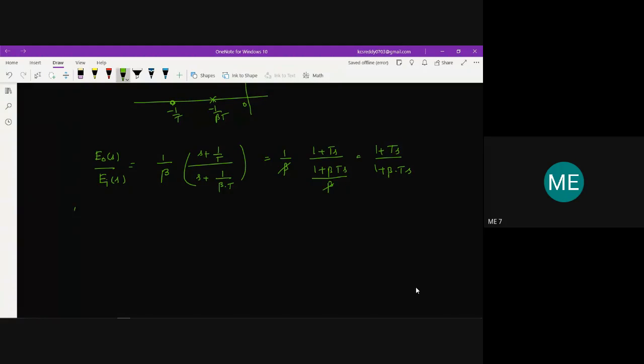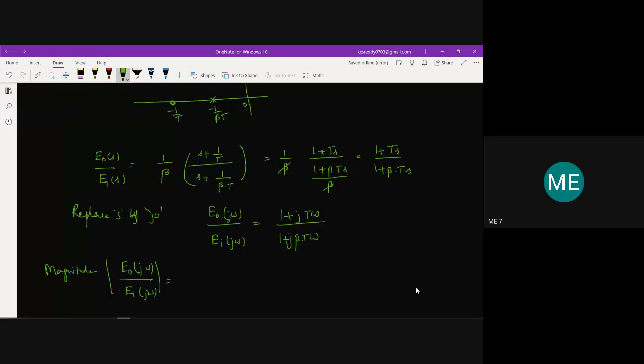Now replace S by j omega. So E naught of j omega divided by E I of j omega is equal to 1 plus j T omega divided by 1 plus beta T j omega. If I take the magnitude of the given transfer function, it is mod of 1 plus j T omega divided by mod of 1 plus j beta T omega. So here we are going to get root of 1 plus omega square T square divided by root of 1 plus beta square T square omega square.